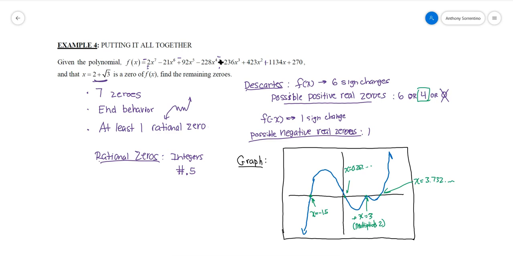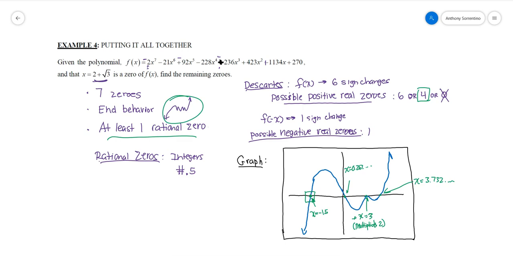And as far as possible negative real zeros, well, this one is my negative real zero. I know I had at least one rational zero possible, but I have 2 here, so I did meet that category. I know this is a complete enough graph because it's obeying this.